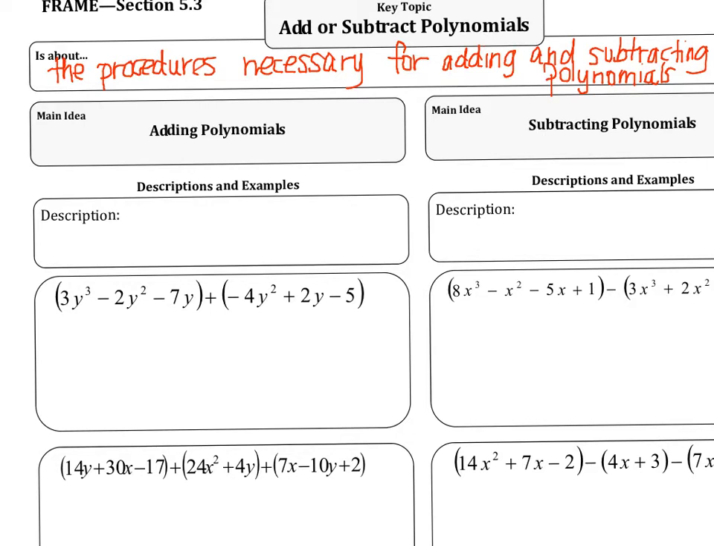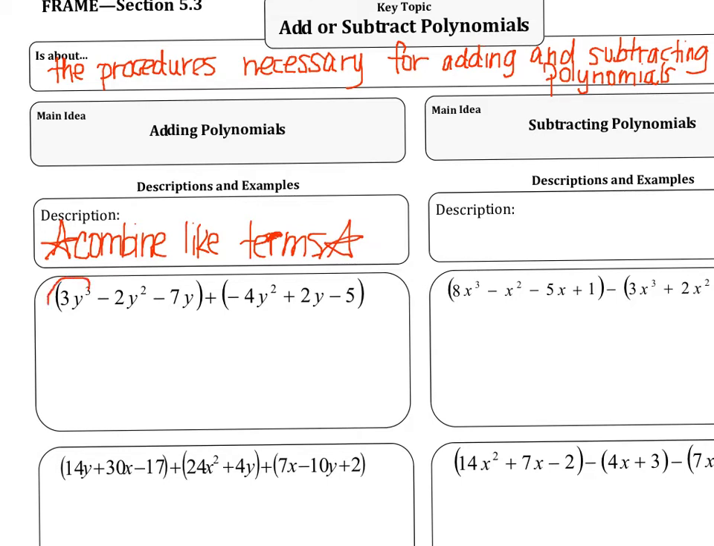So for adding polynomials, our key thing to remember is you must combine like terms. And that should sound very familiar. We're used to combining like terms. We do it often. So combine like terms. That's what we have to remember to do. What sometimes makes it easier to remember what terms to combine is to give them a shape.